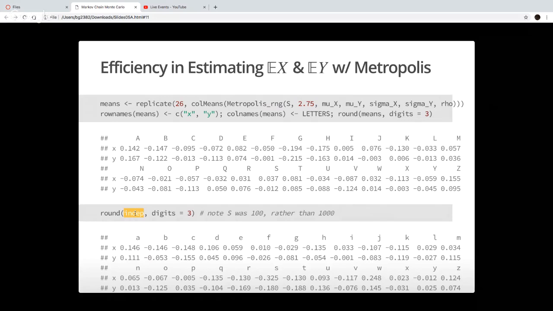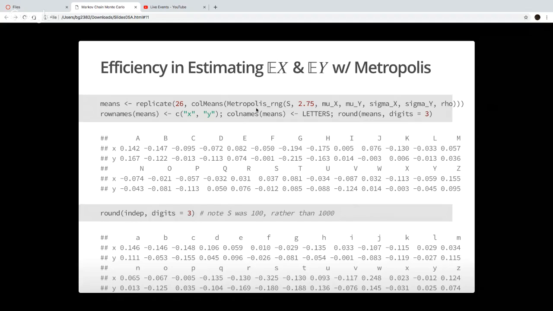If I compare that to doing the same things but drawing 100 times independently of each other from the bivariate normal algorithm that we constructed explicitly by drawing from a marginal and then drawing from a conditional given the marginal, we can see that the estimates are also in the vicinity of 0. They're about as good as my estimates that I obtained from this Metropolis process. But when I did the independent draws, I only took 100. When I did the Metropolis, which gives me dependent draws, I took 1,000.